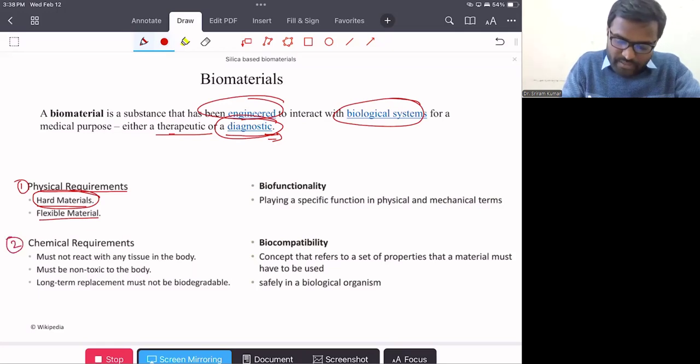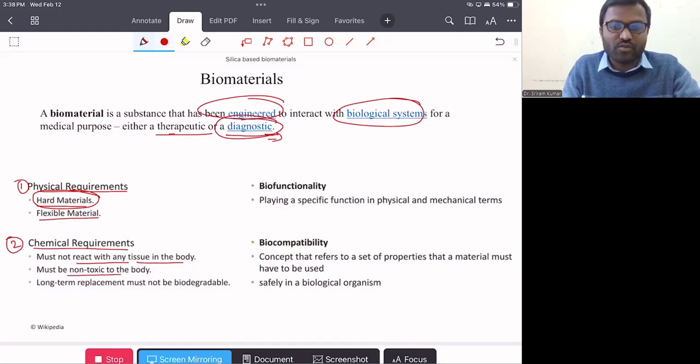The second key point is the chemical requirement. The first and important requirement is that the biomaterial should not react with tissue in our body. Otherwise, it will react and may damage the tissue or the biomaterial. And the second key point is that it should not be toxic to our body. So we have the physical requirement and the chemical requirement.